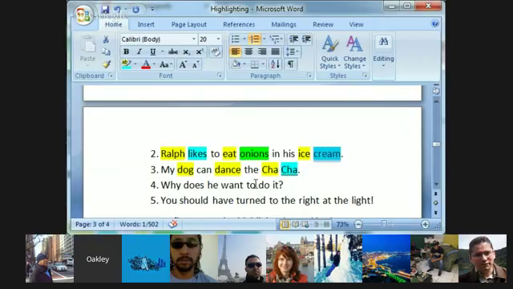Ice cream. Cha-cha. No. Cha-cha. You need more high-low. Cha-cha. High-low. That's better. All right, that's better. My dog can dance the cha-cha. You might even, because this is so weird, give it extra highlighting. One more time, Isabella. My dog can dance the cha-cha. Okay.